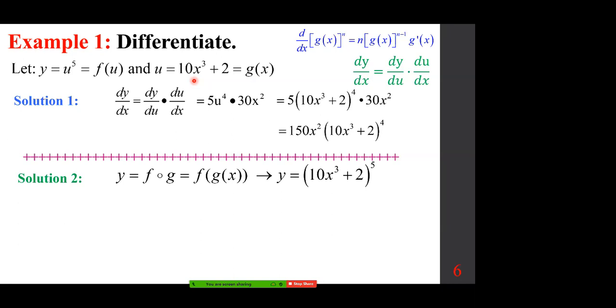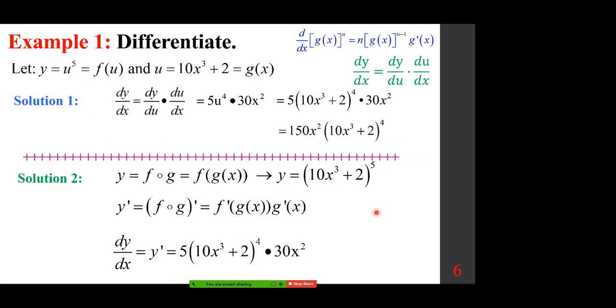Now using the extended power rule or the general power rule, I want to differentiate this. 5 sits in front. The same thing to the power of 4. And then by the chain rule, I need g prime of x times the derivative of the inside, which is 30x squared.